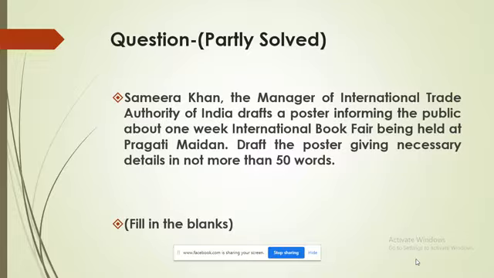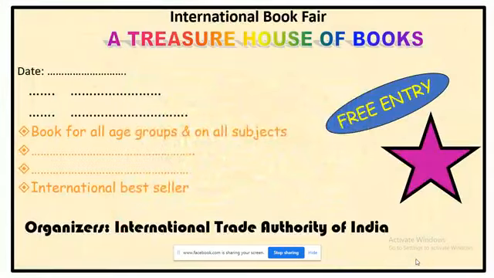Fill in the blanks. So here is a partially solved example for you. International Book Fair, a treasure house of books. So date, place, time, clear? Books for all ages and on all subjects. 2 more points you're supposed to write: international bestsellers, free entry, and what you're supposed to write in this star? Yes, discount. And who are the organizers? Very clearly mentioned. So see how simple it is to write a poster.